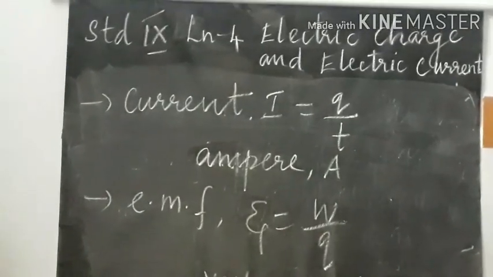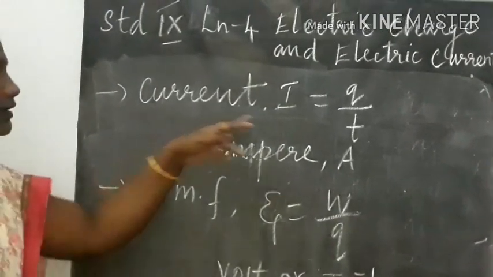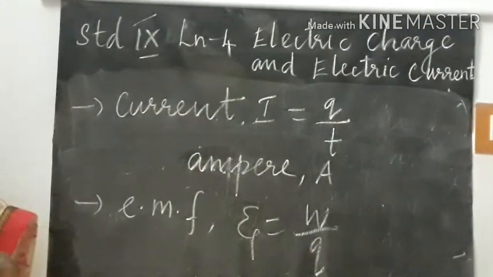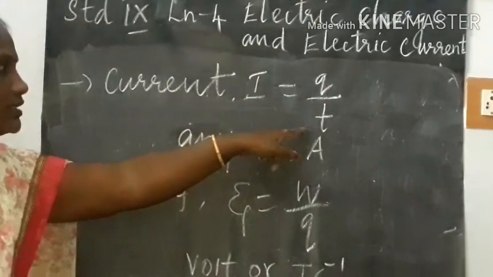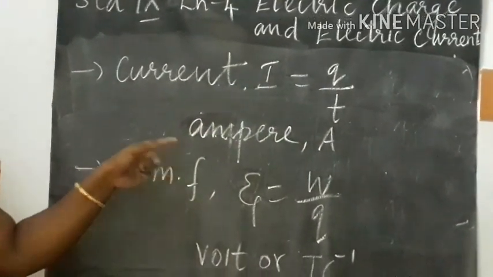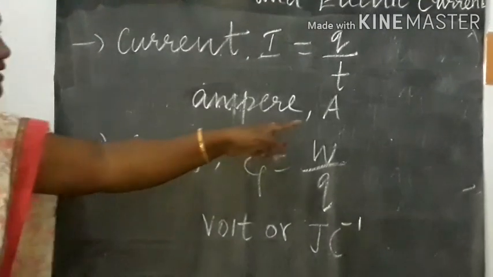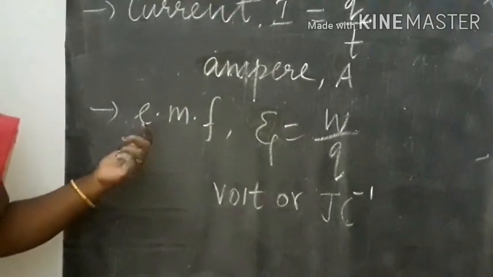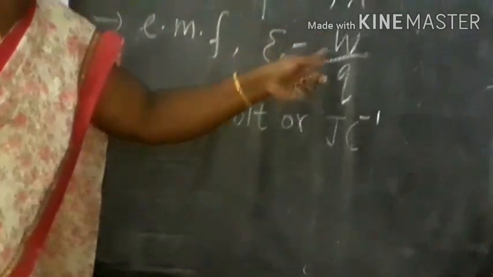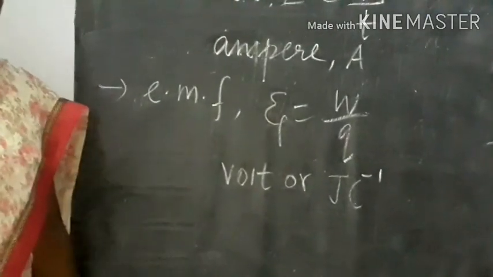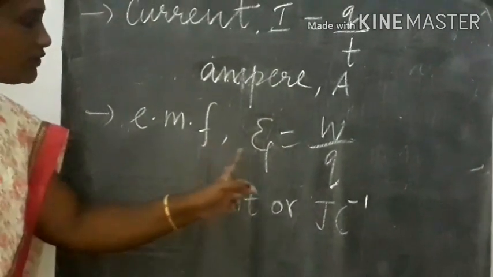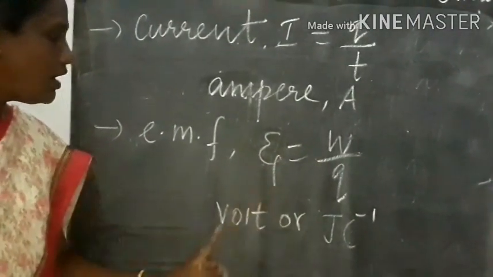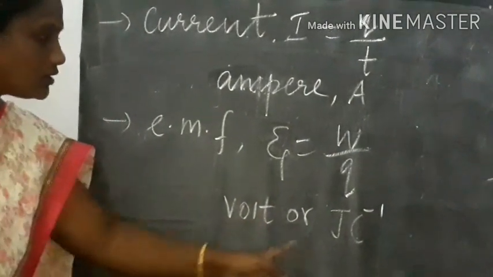So in today's class, we have learned about the quantity of current I, which is equal to the charge passing through a cross section of area in 1 second. Therefore, I is equal to Q by T and its unit is ampere. The unit for current is ampere. Its symbol is A. Next, we have learned the EMF, that is the electromotive force. It is the work done to drive a unit charge in an electrical circuit. So EMF is given by the symbol epsilon. Epsilon is equal to work done by the charge and its unit is volt or joules per coulomb.